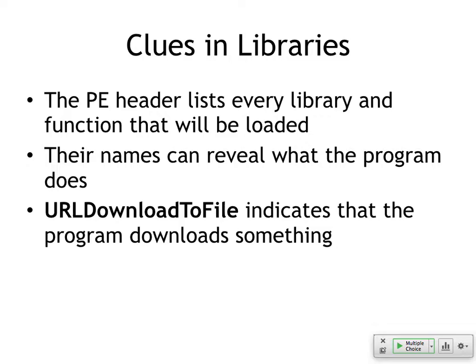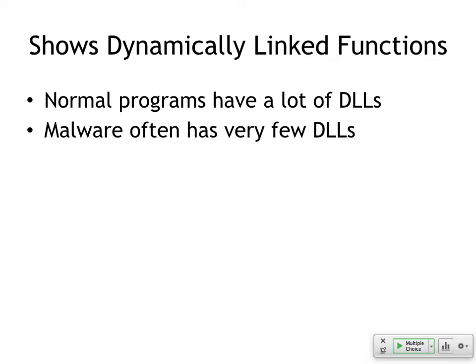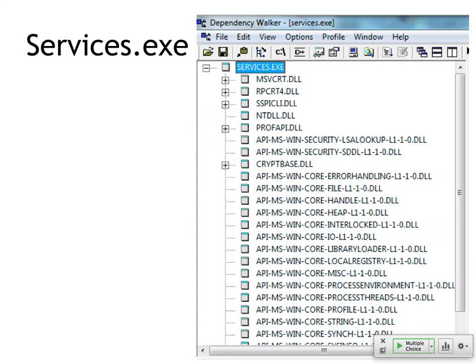So the PE header lists every library that will be loaded, and you can just look at the names of the libraries and get a pretty clear idea of what it's doing. If it's URLDownloadToFile, well, then obviously this thing uses the internet and downloads something, and that's a clue. So there's a tool called Dependency Walker, which is here to help you resolve things like bad DLLs for developers, and we use it too.